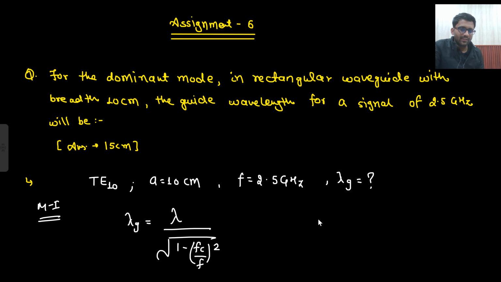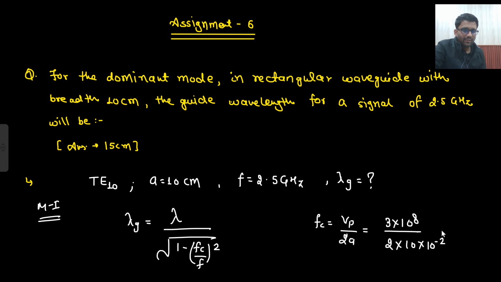The first thing is fc. So fc I don't know. So fc is equals to vp by 2a. Since they did not mention anything, I will take free space only. So 3 into 10 to the power 8 divided by 2a. A is 10 centimeter, which I can write down as 10 to the power minus 2. You can solve this one: 10 to the power 10 it will be, and then 30 by 20, 1.5 gigahertz. So your fc value is 1.5 gigahertz.